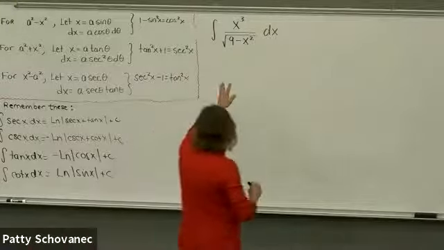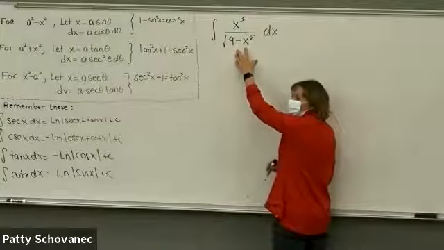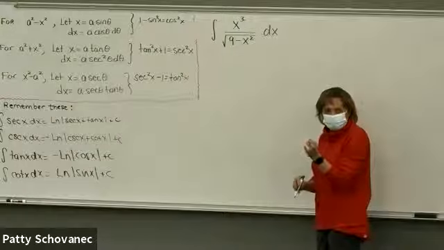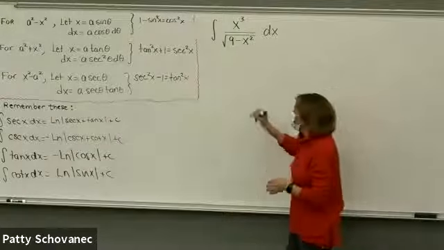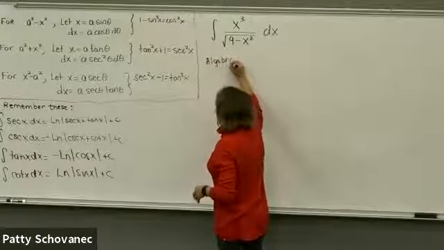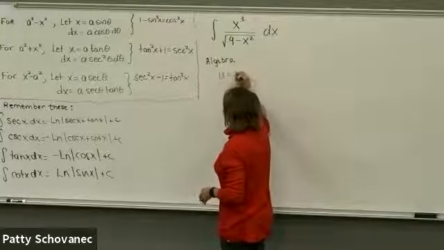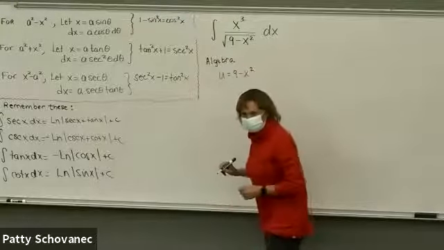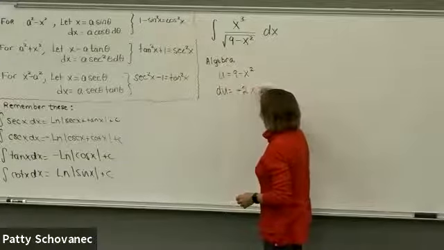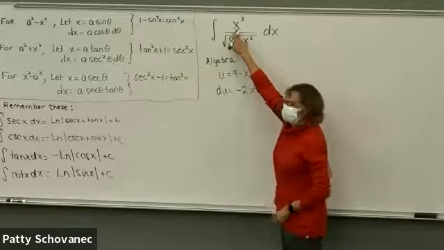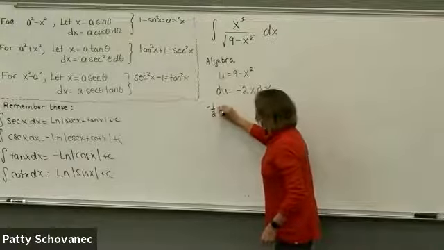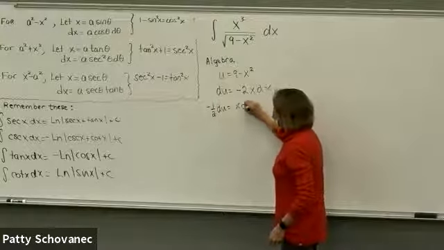I know the derivative here is going to involve an x. So I can think of this x cubed as an x squared times an x. Okay? So watch the algebra. Let's do algebra first. I'm going to take u to be 9 minus x squared. Then du is going to be minus 2x dx, where I'm going to fetch an x from here to be the du term. So negative 1/2 du is the x dx.